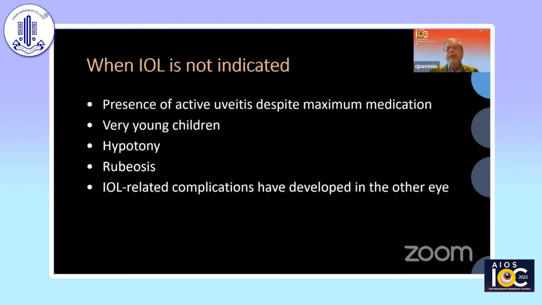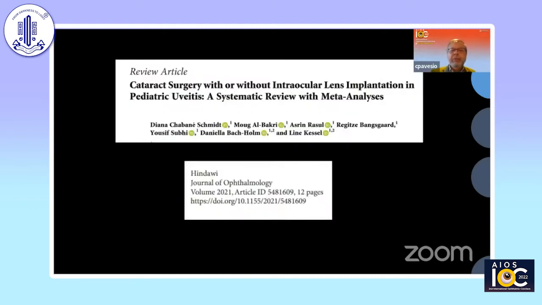So when is the lens not indicated? If you have an active uveitis despite maximum medical therapy, if you have a very young child, you have the discussed issue about bilateral disease and unilateral disease in a moment. If the eye is hypotonic, if there's rubeosis, and the other eye has already had surgery with an intraocular lens implanted with complications.